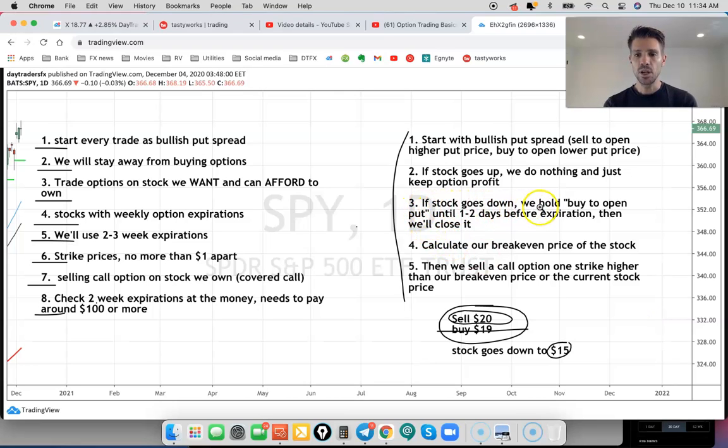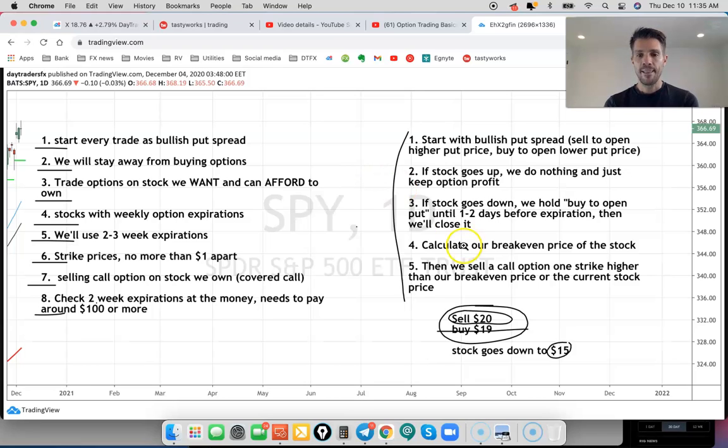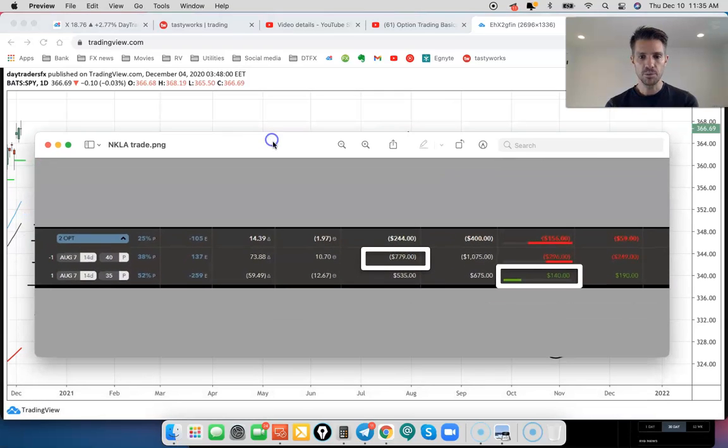If the stock goes down, we hold our buy to open until 1 to 2 days before expiration, and then we'll close it, right? And that's this area right here. We close that and we collect this profit and we keep this money and we apply that money to our short put strike price. So then we calculate our break even of the stock, which I just showed you how to do, right? We say this plus this, our profit from our long put, plus the credit received from our short put, deduct that from this strike price right here, and that tells us where we own the stock.